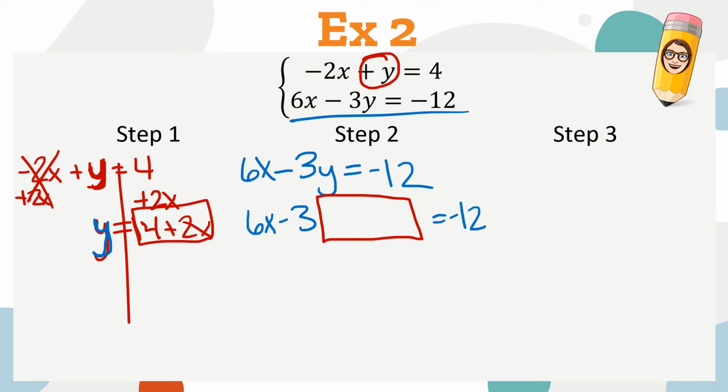See how I did that? I made the y a box. In that box, I'm going to place my y expression. Y is 4 plus 2x. See how I substituted that in?